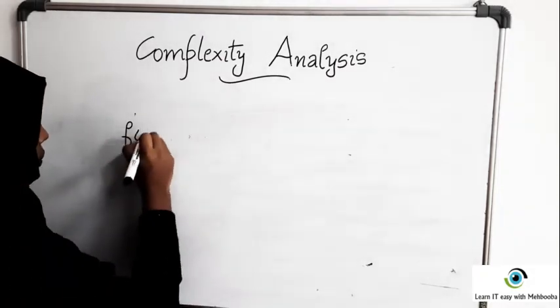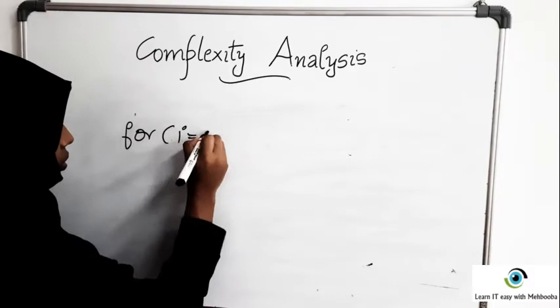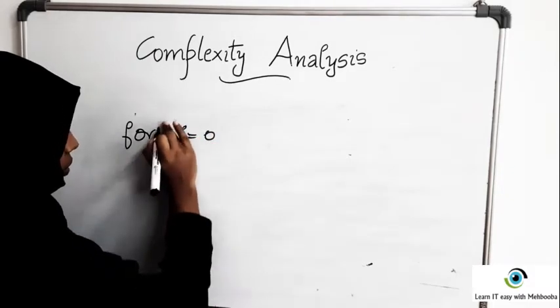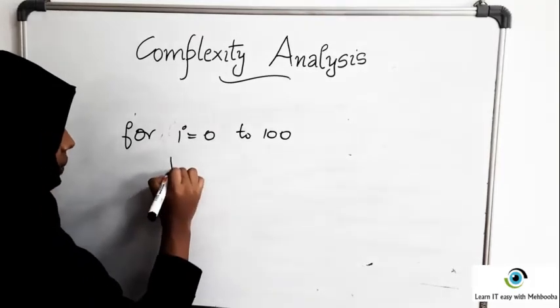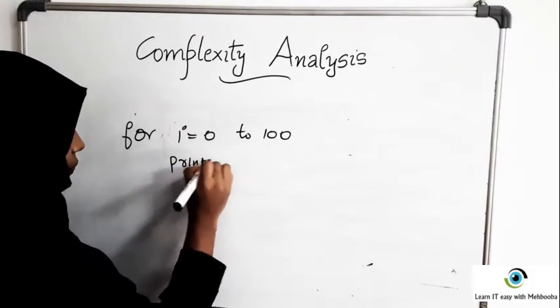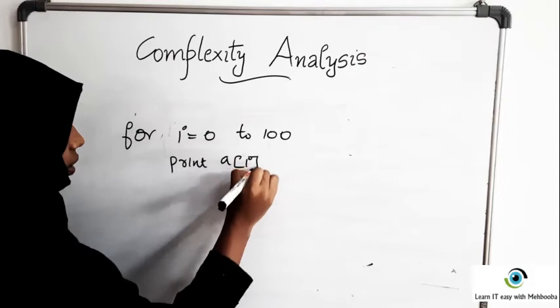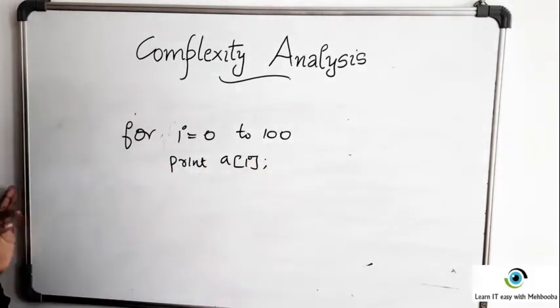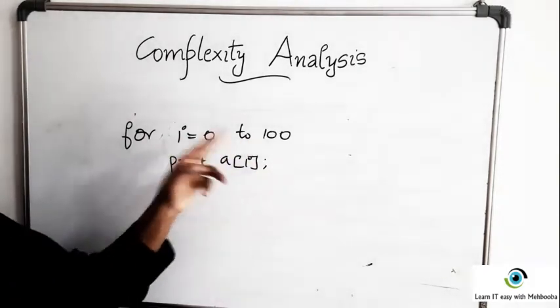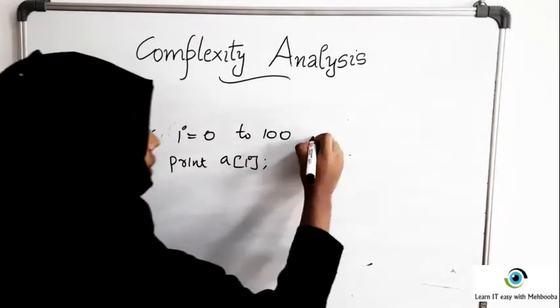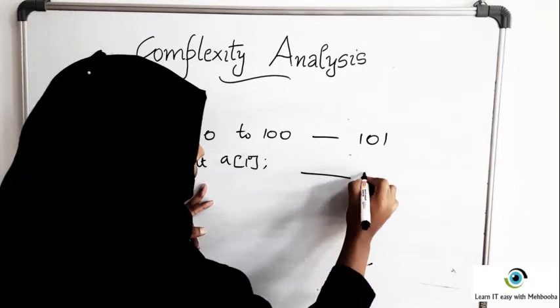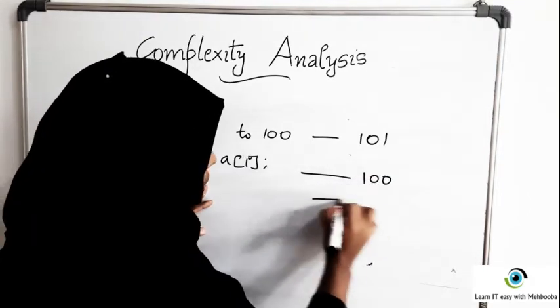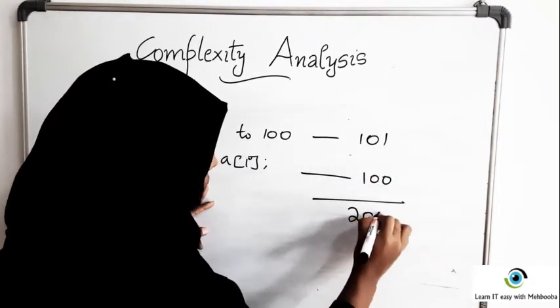Now we will see another program: for I is equal to 0 to 100, print A of I. Here we are printing all the elements in an array using the loop 0 to 100. So the frequency count for the first statement is 101, you know that. The frequency count of this statement is 100, you know that. The total frequency count is 201.